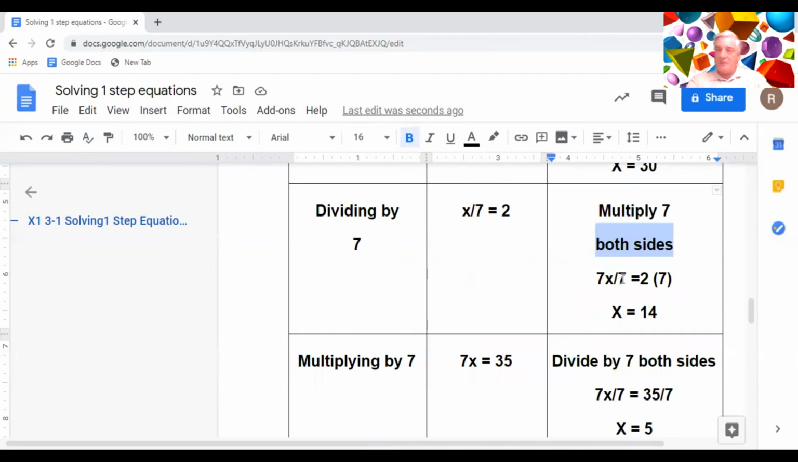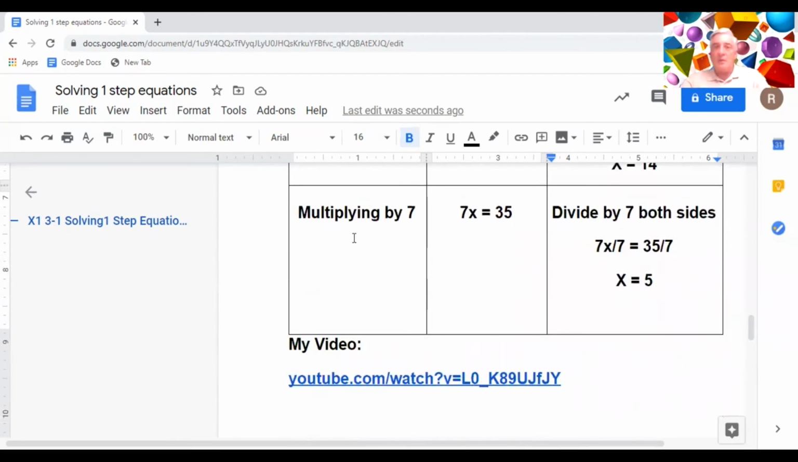So when I multiply this by 7, and I multiply this side by 7, now I go back to this side, the 7 should cancel out. 7 divided by 7 is 1, 1x. 2 times 7 is 14. We've solved that one.